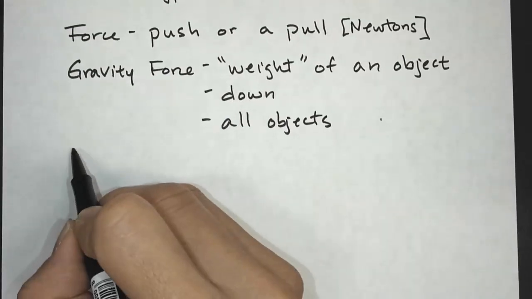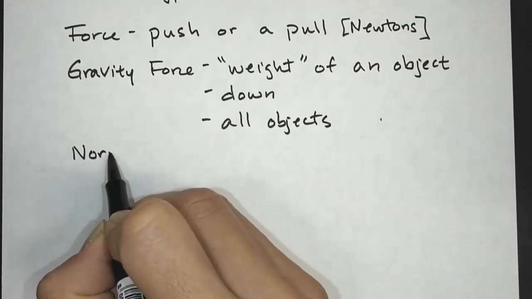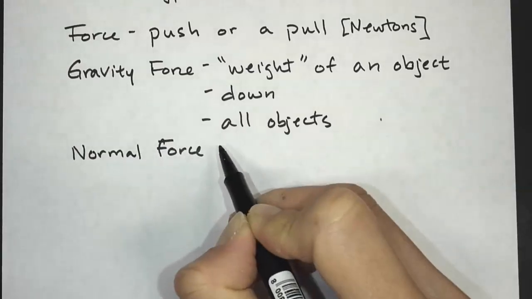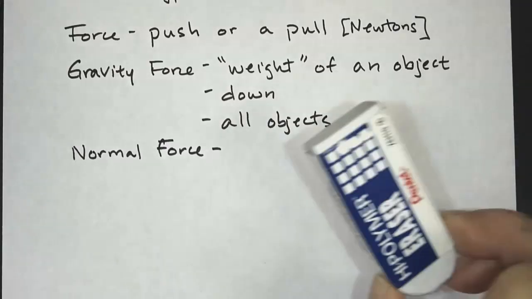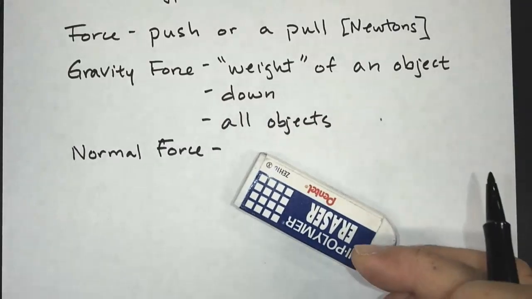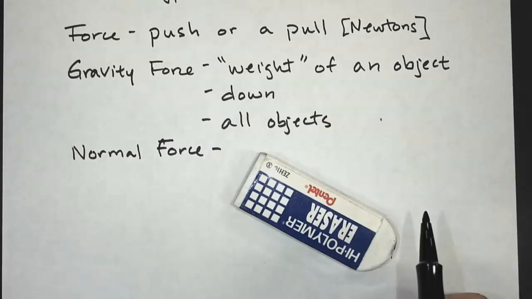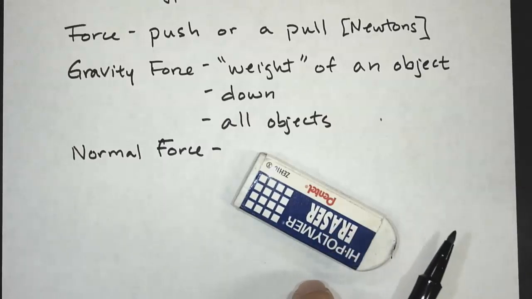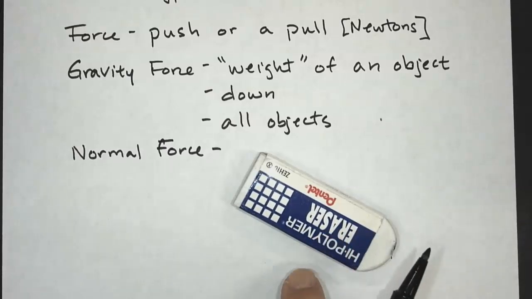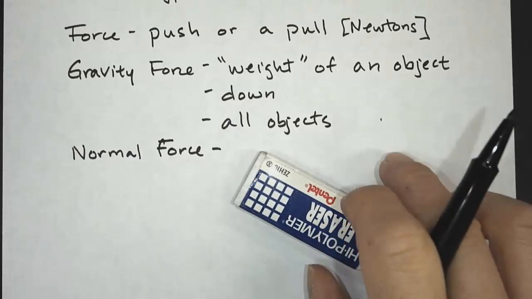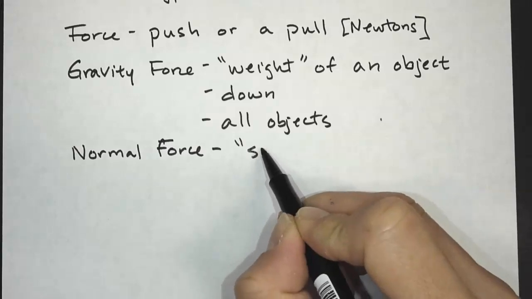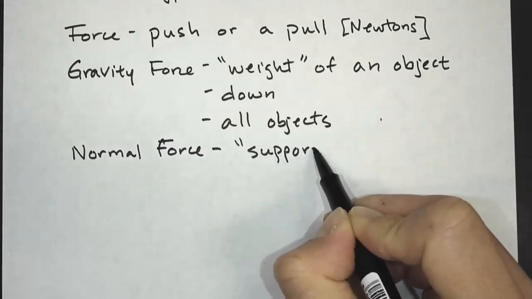Okay, the next force we're going to look at is something called the normal force. So I have an eraser right here. There's a gravity force pulling this eraser down towards the center of the Earth. But the eraser isn't falling down because there's another force acting on it. And that force is the table. So the table is exerting a force upward. And we call this the normal force. Sometimes we refer to this as the support force.